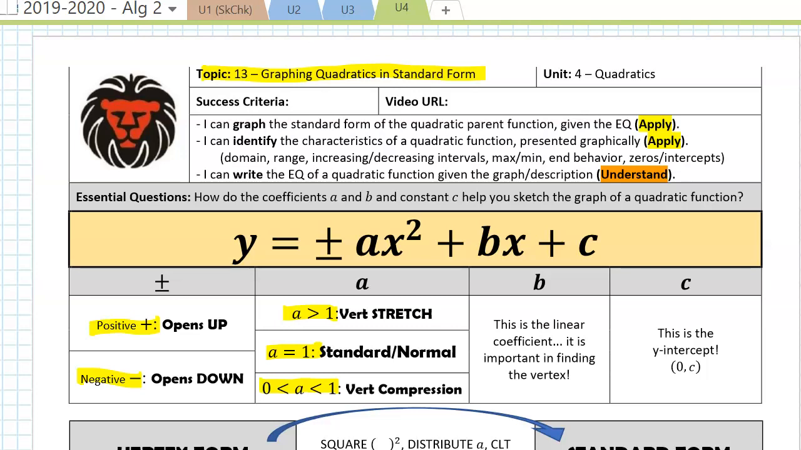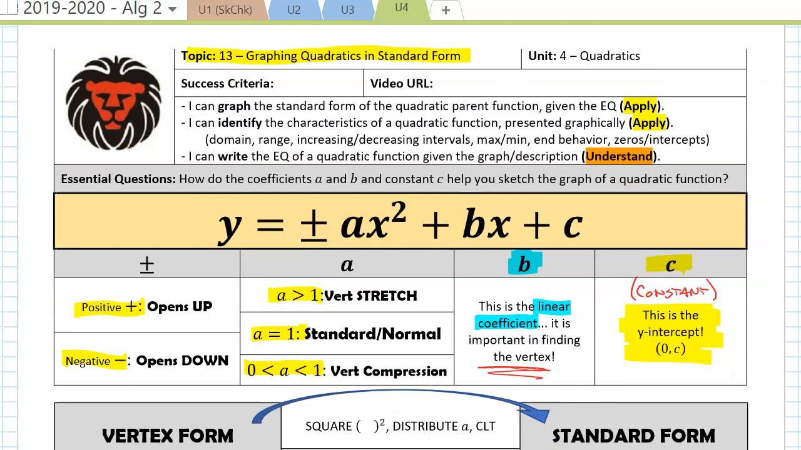The two new values we are given is b, which is just a coefficient of the linear term, so it's the coefficient in front of the x. It doesn't tell us anything about the graph, but it is helpful when we actually find the vertex, which we'll cover in a minute. The really only useful piece of information we can get from the standard form is the c value. And the c value, the number at the very end, the constant term, is our y-intercept. So we're able to pull the y-intercept from the graph.